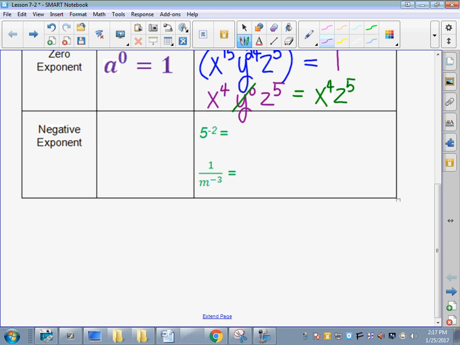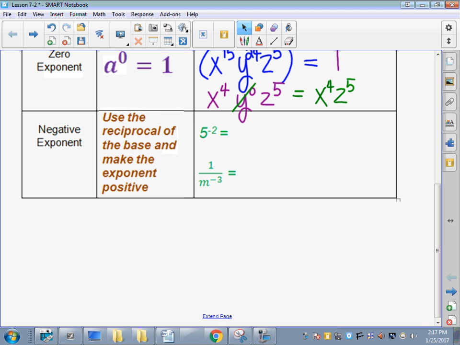And last but not least, a negative exponent. We mentioned negative exponents in the last section because we're not allowed to keep negative. We have to take care of them. So with a negative exponent, we're going to use the reciprocal of the base and then make the exponent positive. So my base in this 5 to the negative 2 power is 5, right? What is the reciprocal of 5?